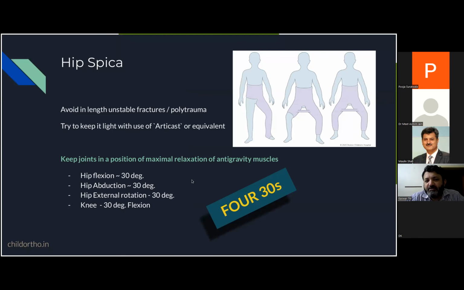So why is this position chosen? So that the femur is at the most relaxed position, especially the muscles which cross two joints: the iliopsoas, the abductors, the hamstrings, and the quadriceps. All these are in the most relaxed position, so that you can reduce the femur and it allows a tension-free reduction. So this is the key for hip Spica reduction. You have to remember the 430s.